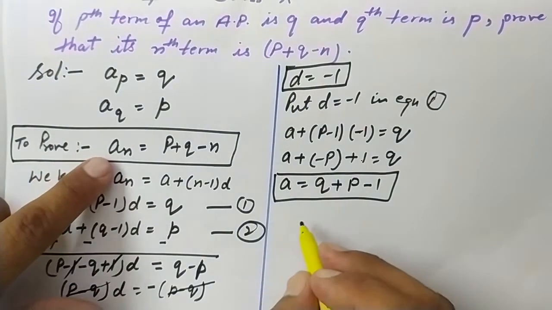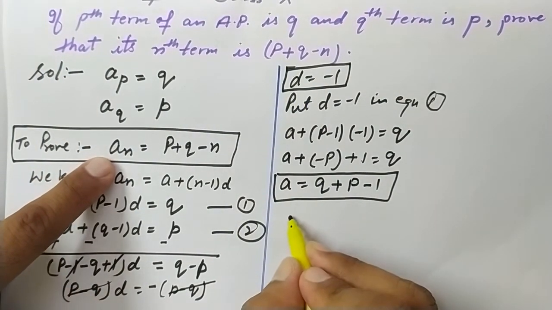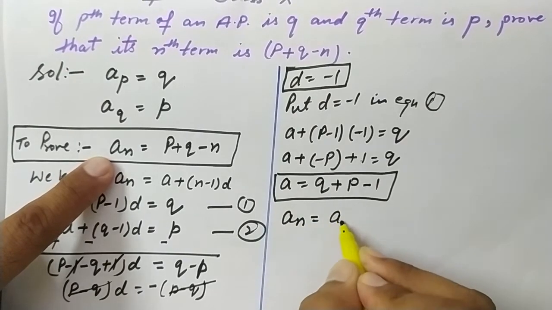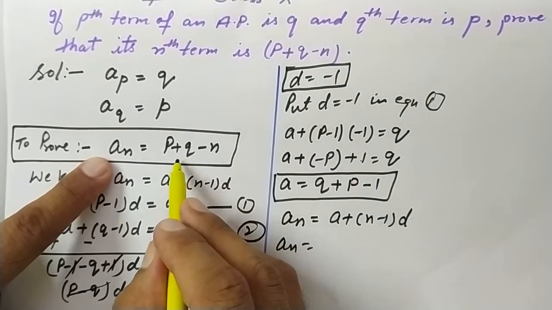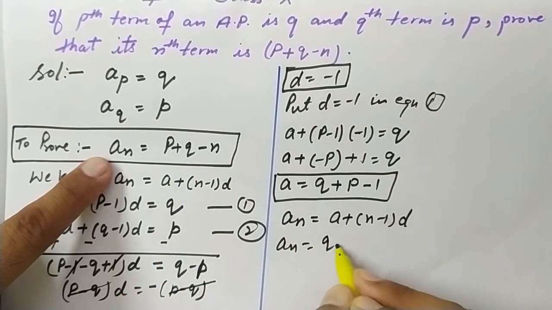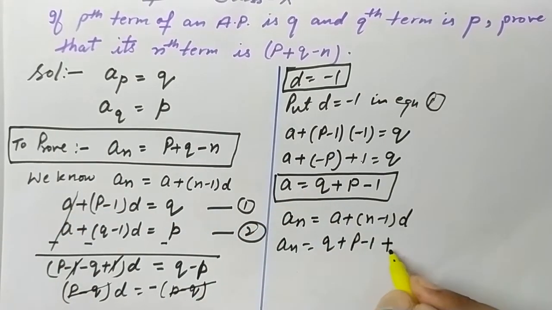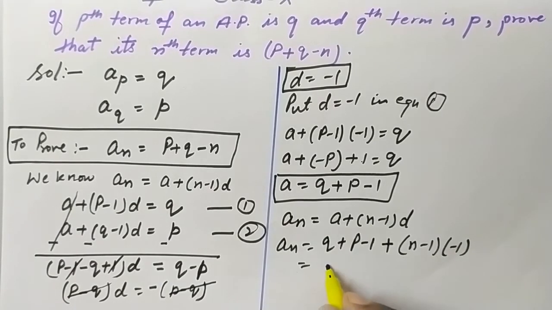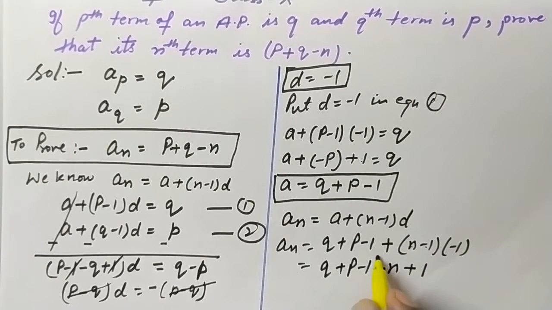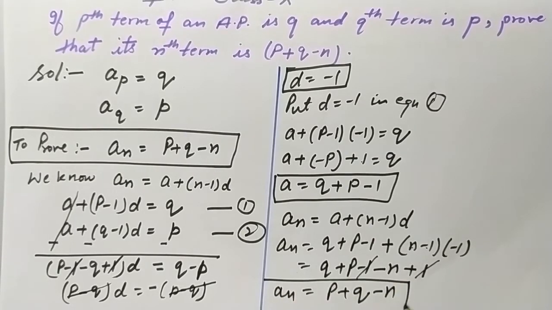So it is asked that An is to be found out. So An formula is A plus N minus 1 D. So we'll fill the value of A and D here and we'll get this answer only. A is Q plus P minus 1 plus N minus 1 into D is minus 1. So Q plus P minus 1, and here minus 1 into N is minus N, minus 1 into minus 1 is plus 1. So 1 and 1 cancel. So what is left? P plus Q minus N, which is the same as it is asked in the question.